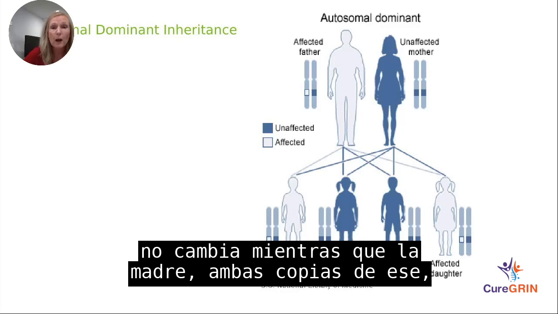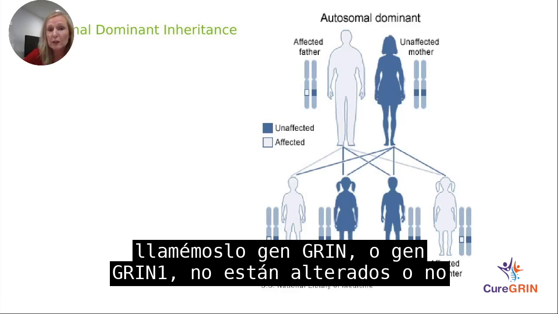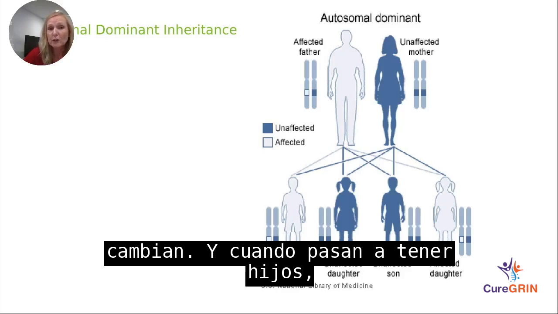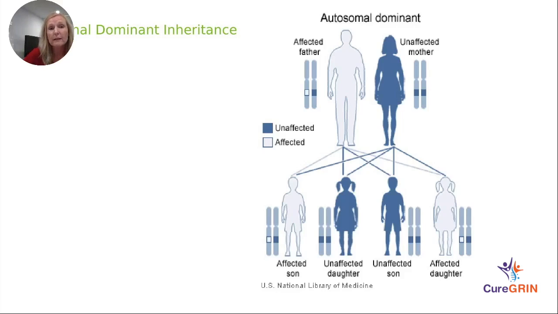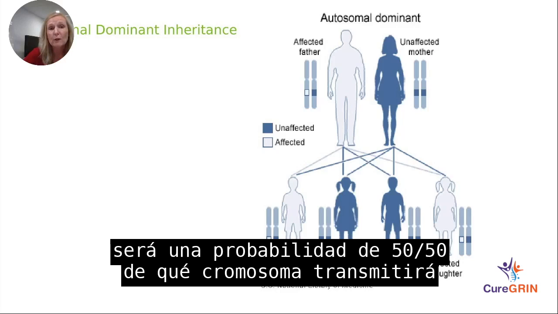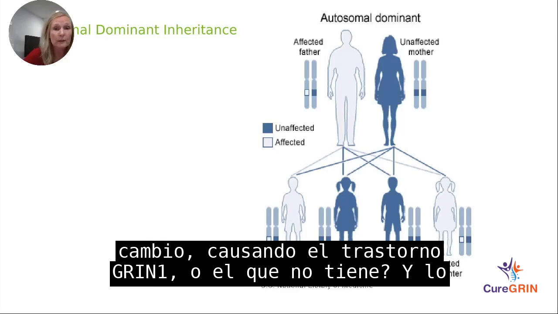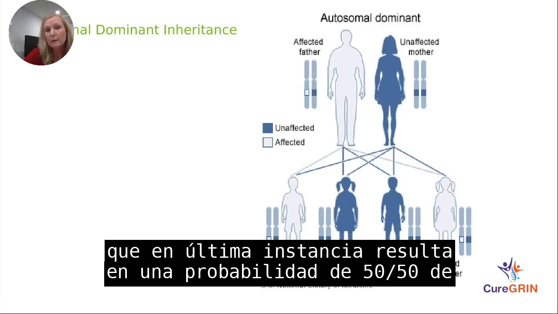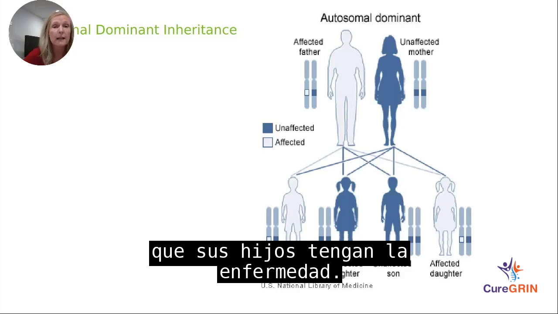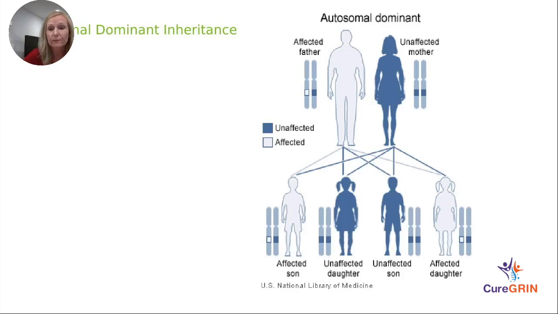While the mother, both copies of that, let's call it GRIN gene or GRIN1 gene, are unaltered or unchanged. And when they go on to have children, it's going to be a 50-50 chance of which chromosome the father will pass on. Will he pass on the copy of the chromosome with the variant or change causing the GRIN1 disorder, or the one without? And what that ultimately results in is a 50-50 chance of their children to have the condition.